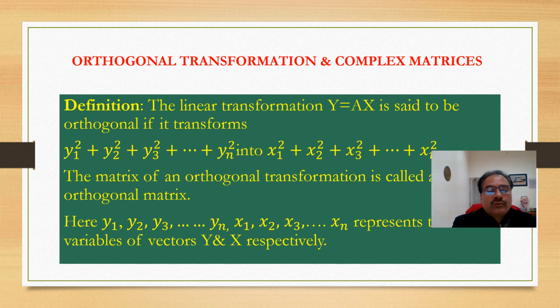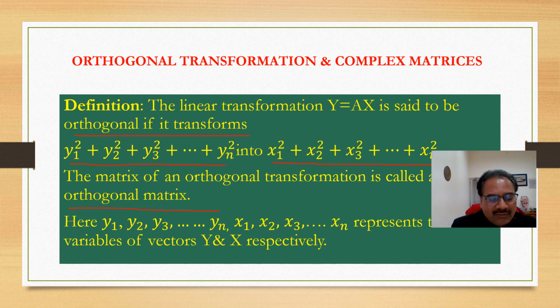Dear students, today we are going to discuss complex matrices. As we have already discussed the orthogonal transformation, once again I want to revise the linear transformation. As you know, y is equal to Ax is said to be orthogonal if it transforms y1 square plus y2 square up to yn square into x1 square plus x2 square up to xn square. The matrix of an orthogonal transformation is called an orthogonal matrix.